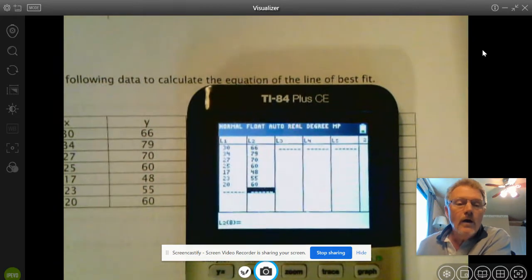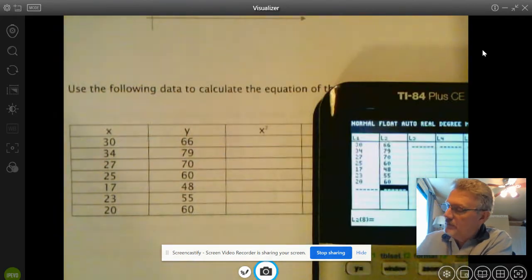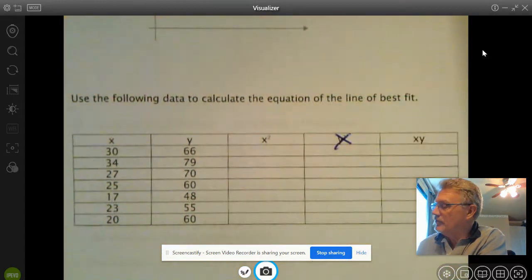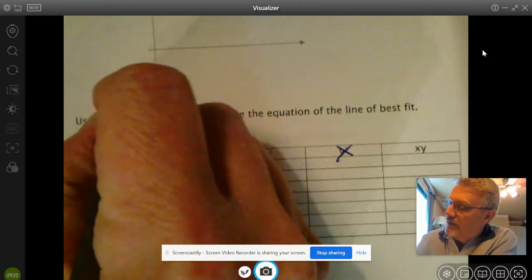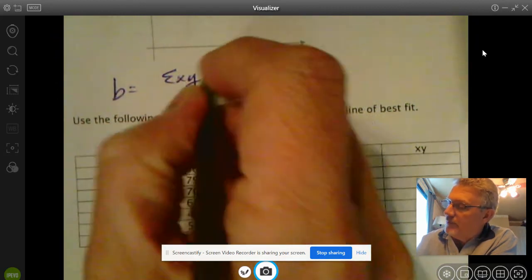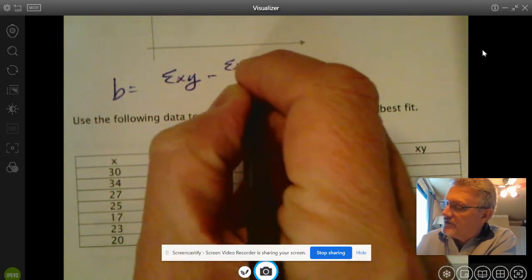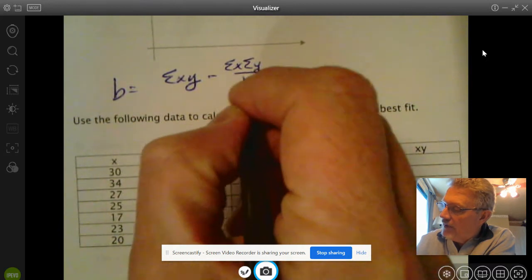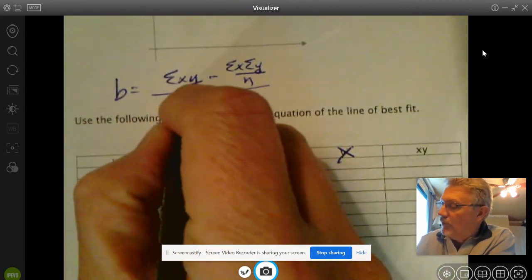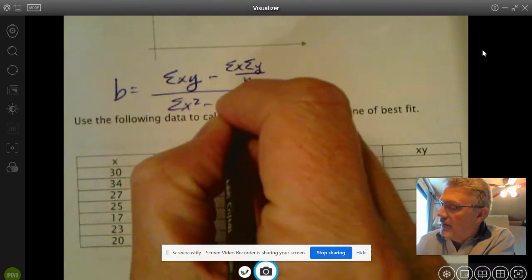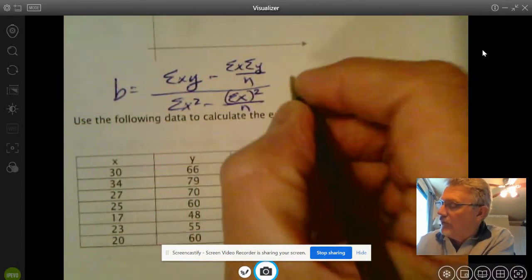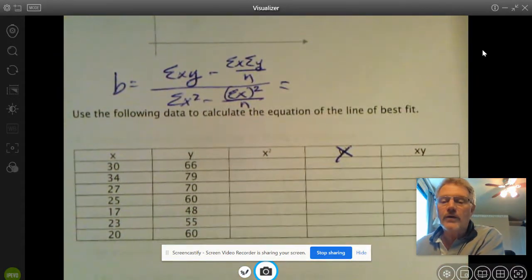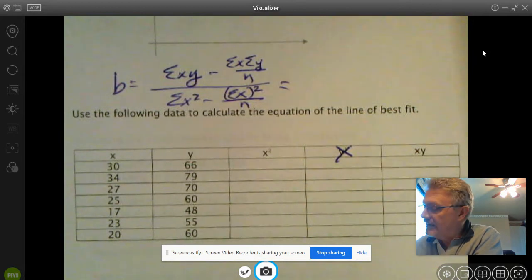Okay. All right, so the formula, let me write that down again. So b is the sum of xy minus the sum of x times the sum of y over n, over the sum of x squareds minus the sum of x's squared over n. All right, so I need xy and I need the x squareds.